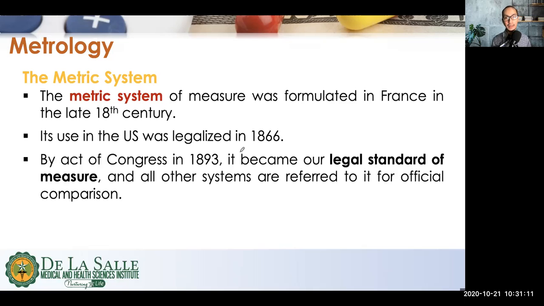Now, in the United States, it was legalized in 1866, and by the Act of Congress in 1893, it became their legal standard of measure, and all other systems are referred to it for official comparison. Sorry for that, because this came from your book. Even though the metric system was already legalized in the United States in the 19th century, the United States still makes use of the English system, which is pretty weird.